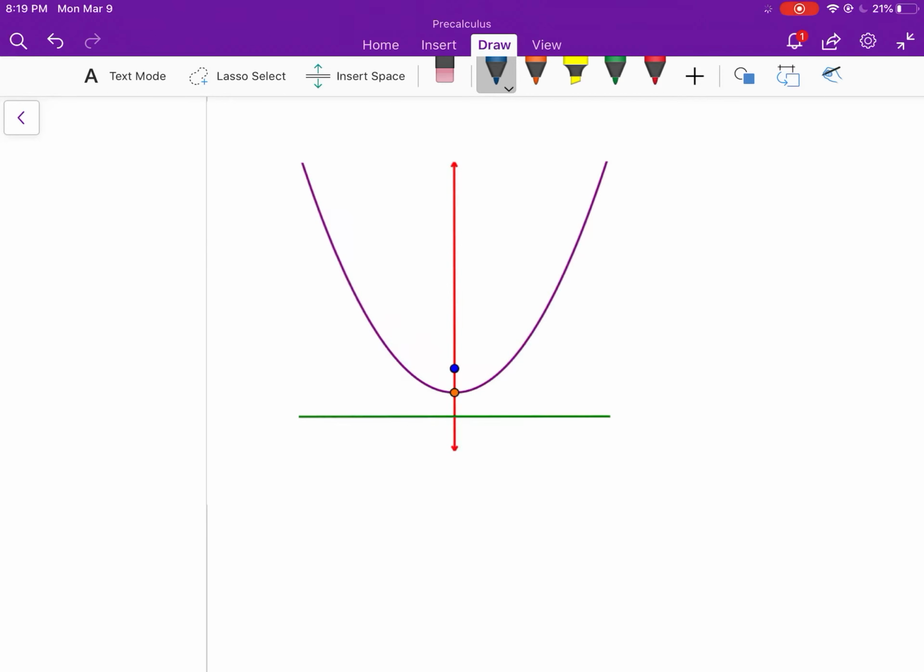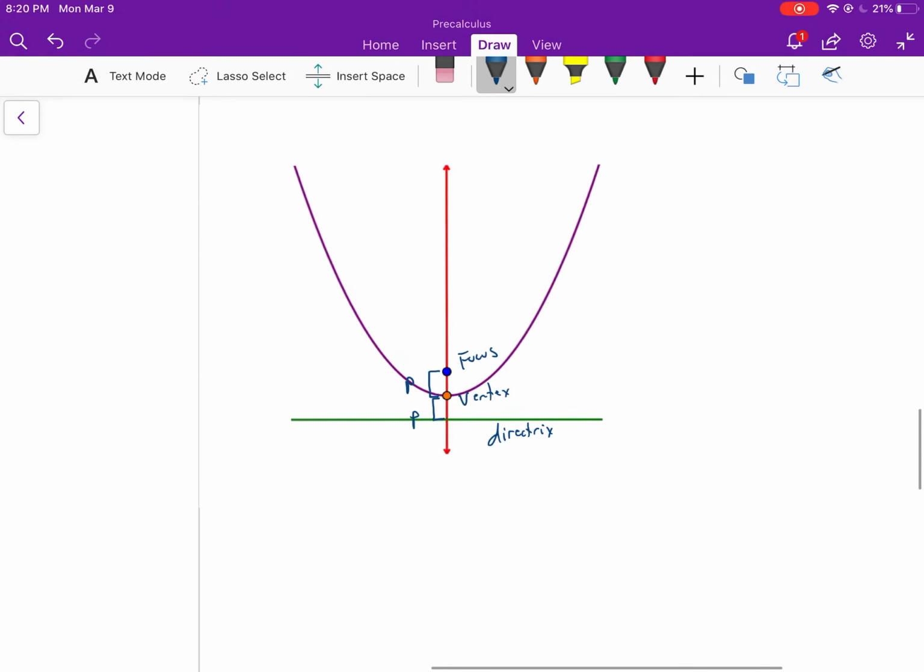We have this green line here, which is the directrix. This is our vertex, this orange point. And the blue point here is our focus. And remember, this length here from the focus to the vertex is p, which is the same length from the vertex to the directrix.